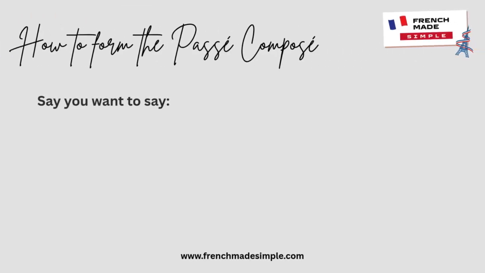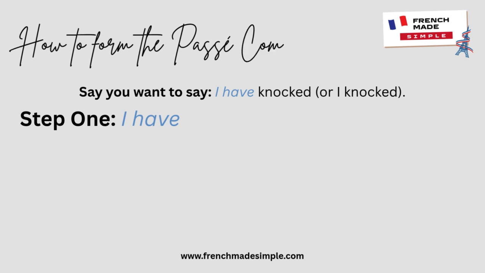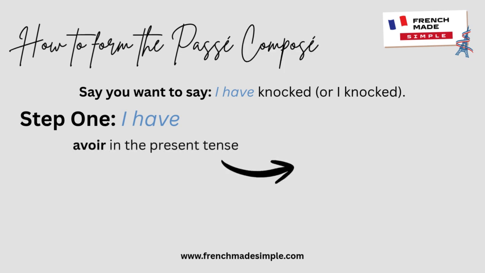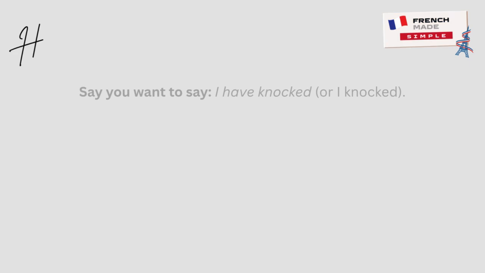Okay, let's say you want to say, I have knocked, or I knocked. Let's start with step one. For most verbs, you use avoir conjugated in the present tense to form the passé composé. Yes, some verbs use être, but we'll come back to that in just a minute. First, let's focus on the most common case, avoir. So far, we have j'ai, or I have in English.